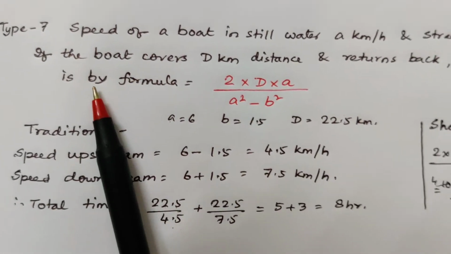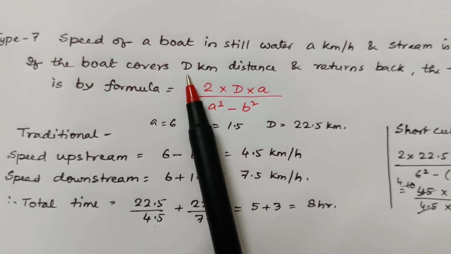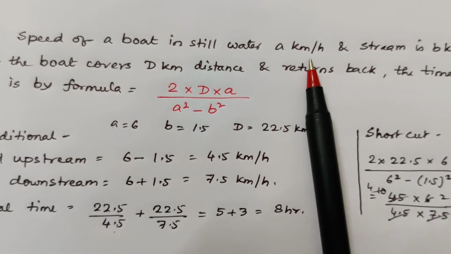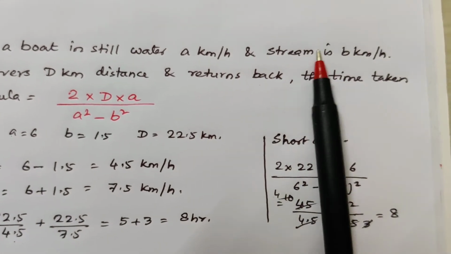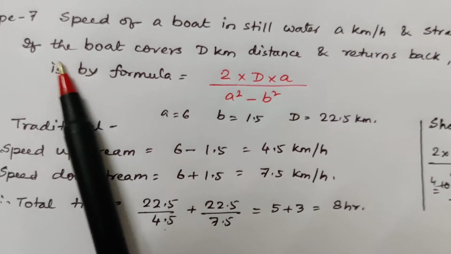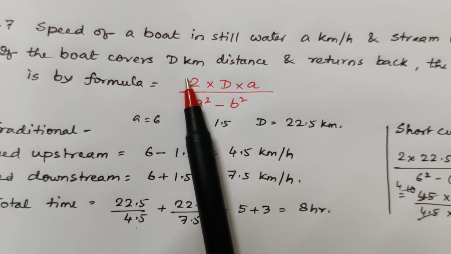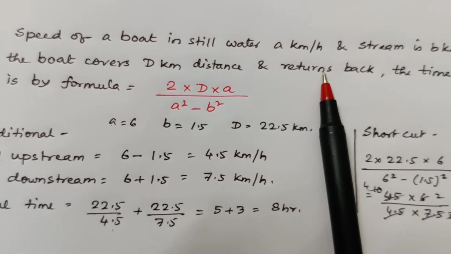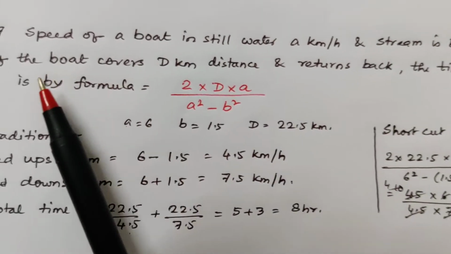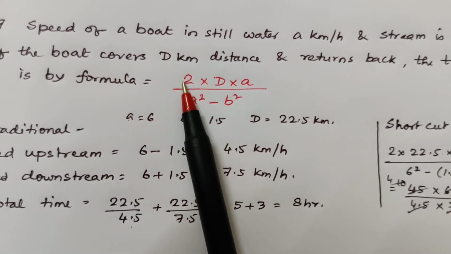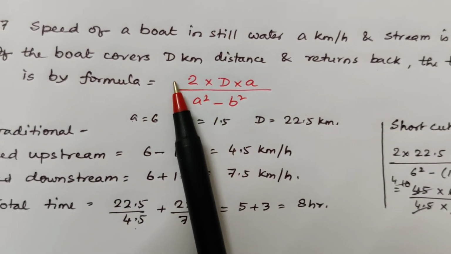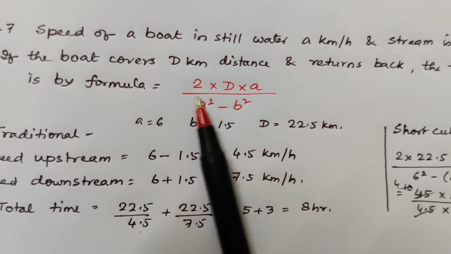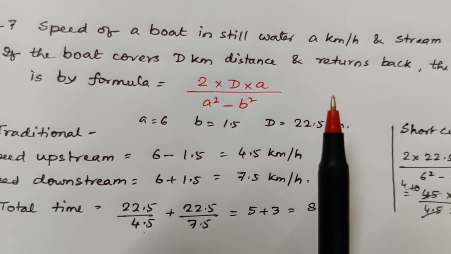Now type 7. The speed of the boat in still water is a km per hour and the speed of the stream is b km per hour. If the boat covers d kilometers distance and returns back, the time taken is given by the formula. This is our shortcut formula: 2 into d into a by (a square minus b square).